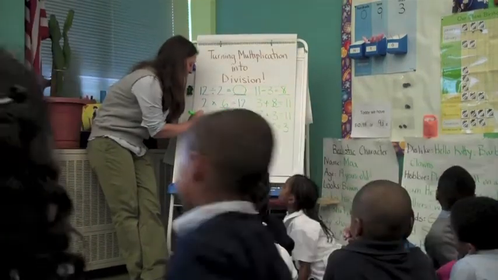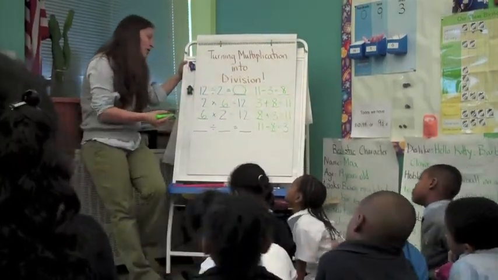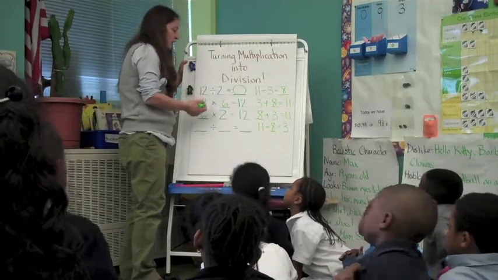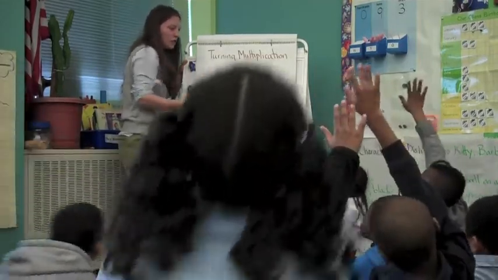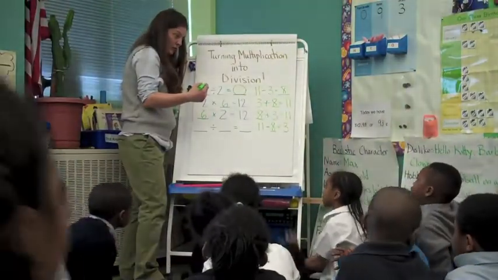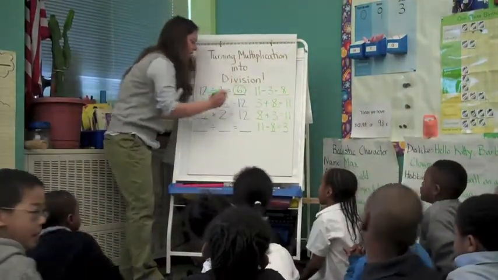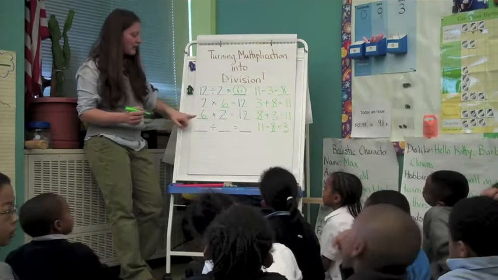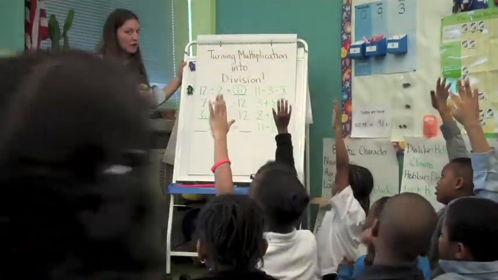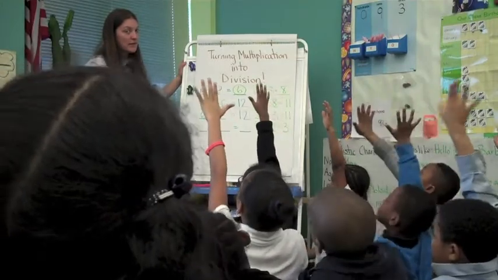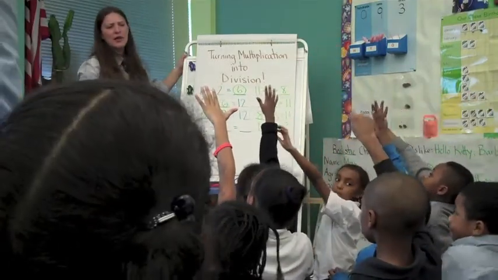6. Okay. Well, if 2 times 6 equals 12, then 12 divided by 2 equals 6. All right. So we have 3 facts. Is there anyone who can figure out the last fact? It's the hardest one.